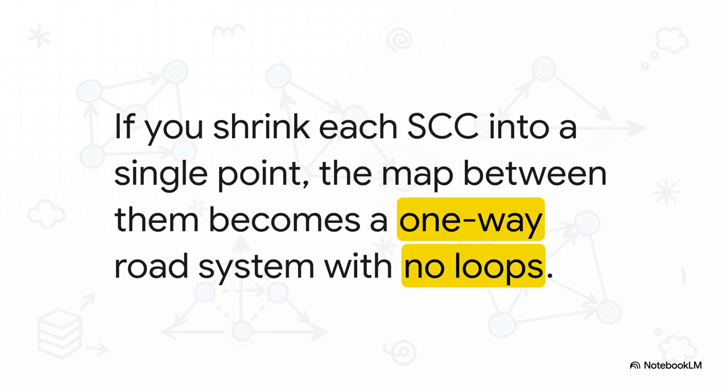Now this is where the real magic happens. This is the big aha moment. If we simplify the map by taking each of our city districts, each SCC, and we just shrink it down into a single point, what happens to the map between them? Well, you're left with a much simpler road system, where all the connections are one way, and, this is the crucial part, there are no loops.